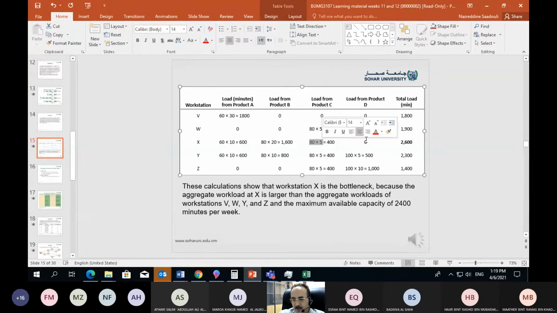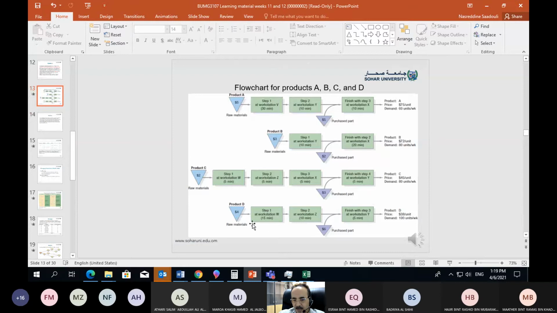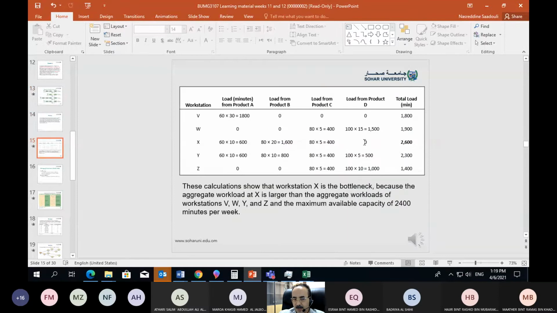You see there is nothing from product D because if you look at product D, it does not use workstation X. You see W, Z, Y, but no X. And that's why we have 0 in there. So this is how we calculate the load.